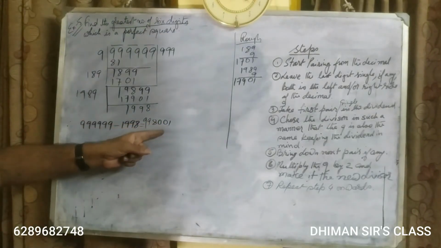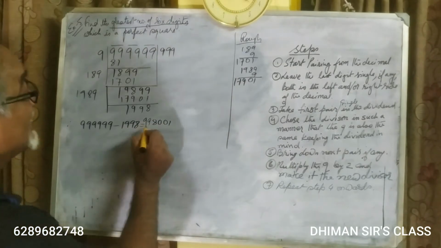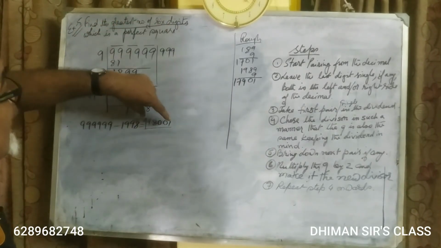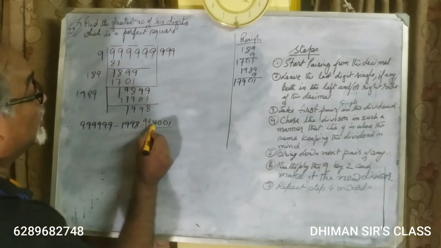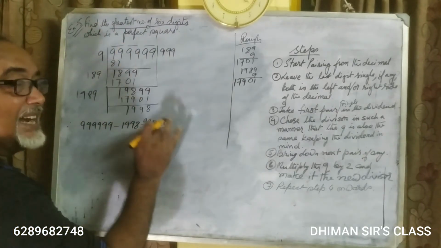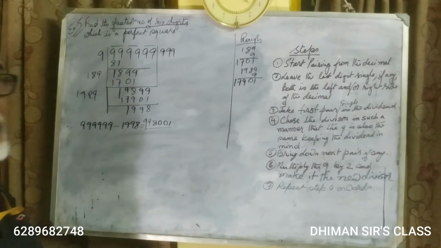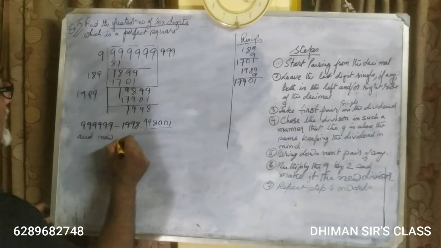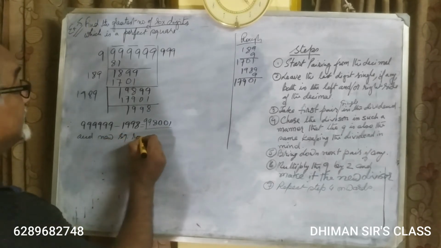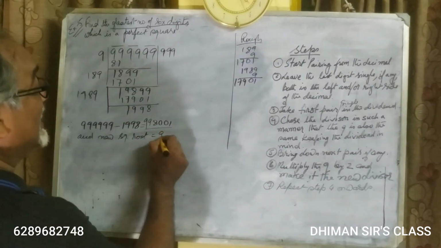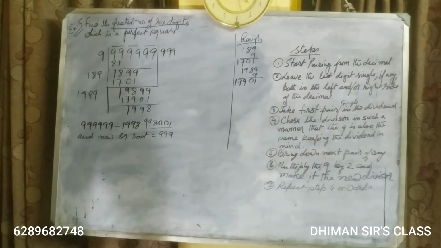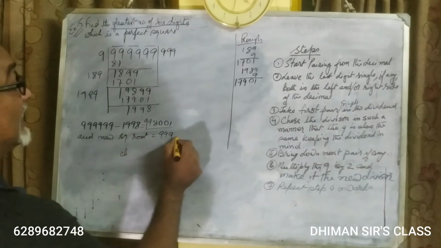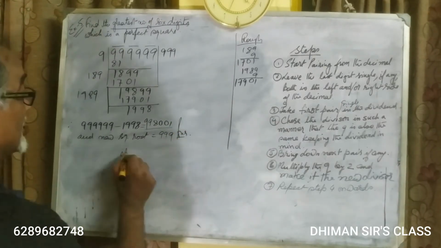So this is the new number, which is the greatest 6-digit number, the greatest number of 6 digits that is a perfect square. See, 1 2 3 4 5 6. This is the greatest 6-digit number which is a perfect square, and the new square root is equal to 999. Okay, let us check. Check. And this is the answer. Now check.